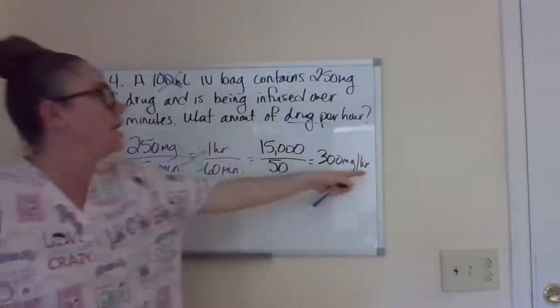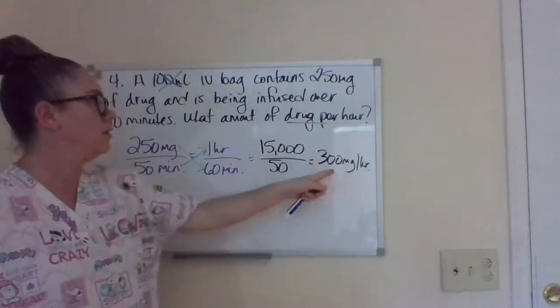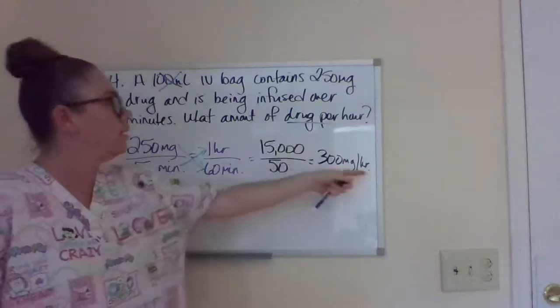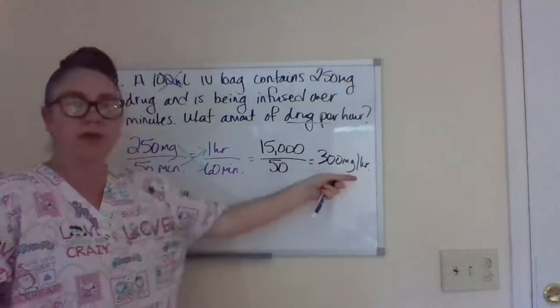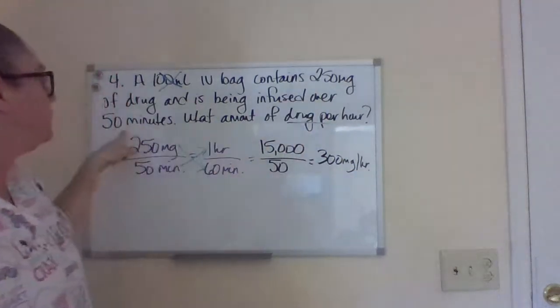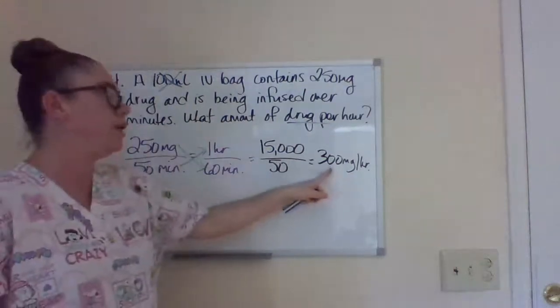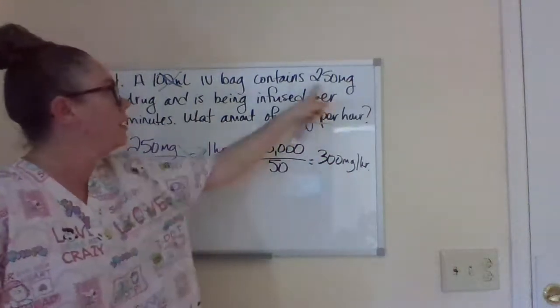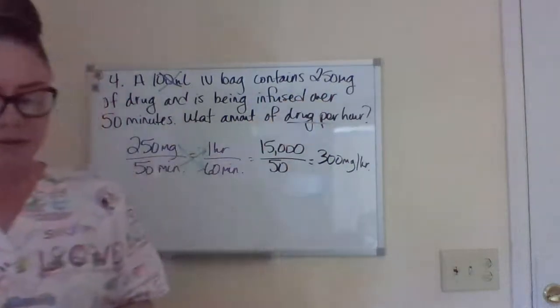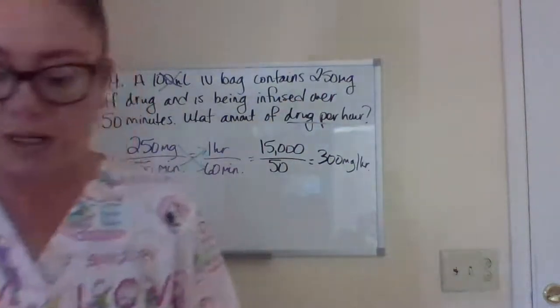So again, in a total hour, the patient would get 300 milligrams. They're getting 250 in 50 minutes. So running it at 300 milligrams per hour, they didn't quite get the full hour. They got 250 milligrams. That makes sense, right?